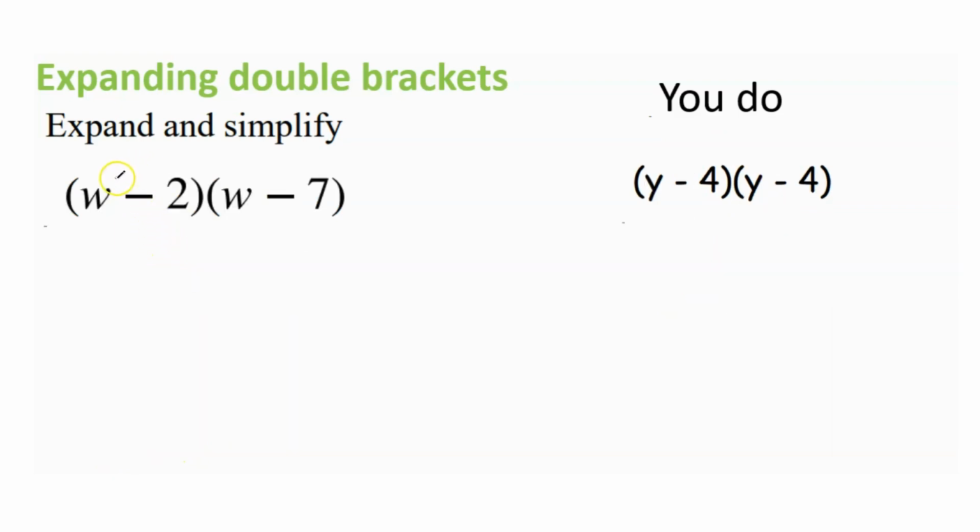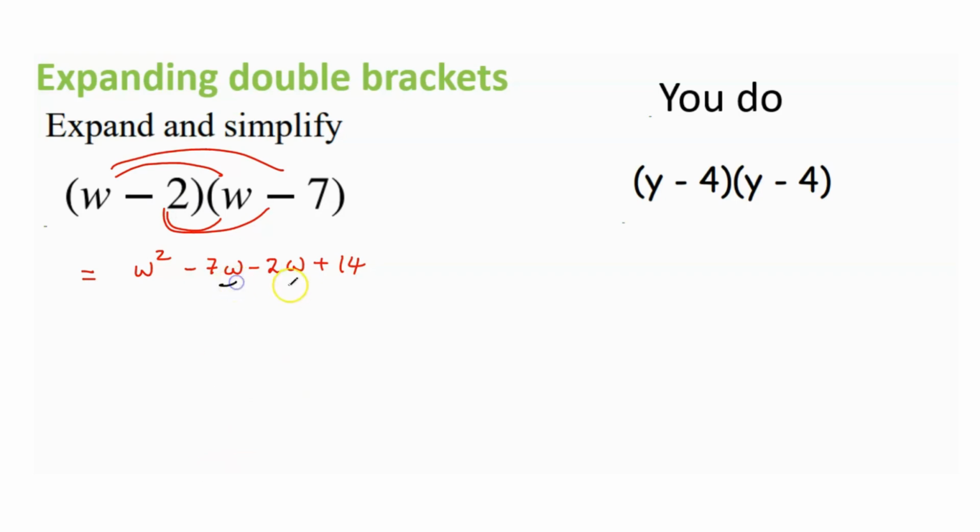Let's examine another type of question. So we multiply w times w, so we get w squared. W times minus 7, that's minus 7w. Minus 2 times w, that's minus 2w. And minus 2 times minus 7, that's positive 14.